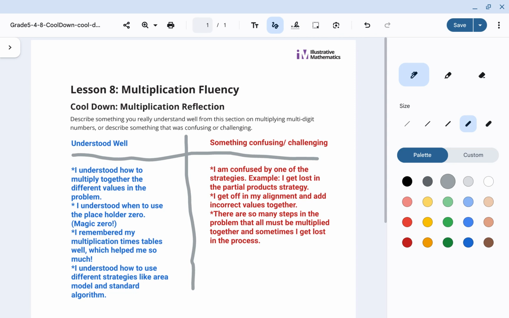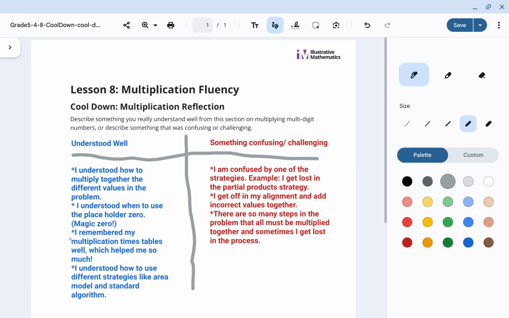So you'll notice today in this key, I went ahead and created a little T-chart just with some of the most common answers that I see, right? So in blue, I have a couple things that have been noted as our positives, or I understood wells. So the number one that I have here is I understood how to multiply together the different values in the problem. That is so important. The next is I understood when to use the placeholder 0, which we might call magic 0, but we really know is just math. That is so important as well.